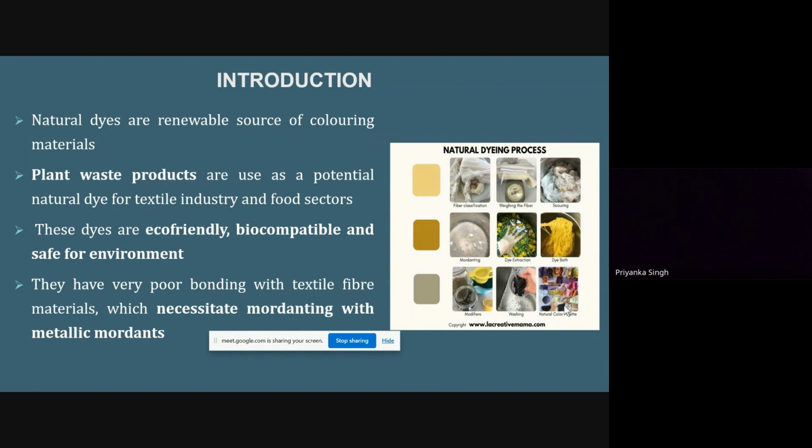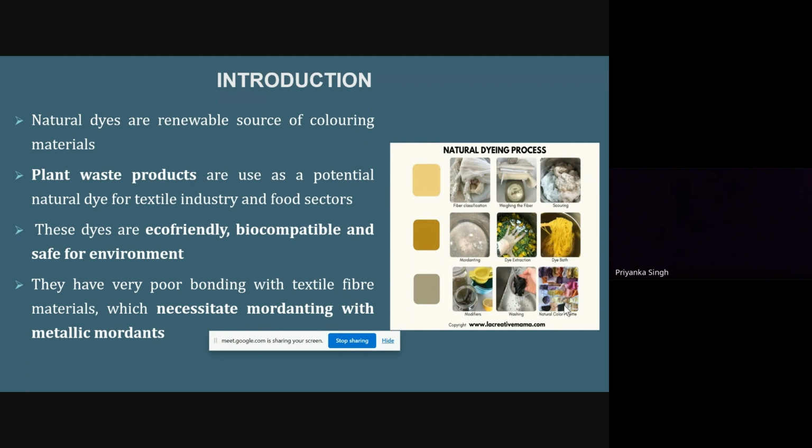But there is one specific limitation for this dye: this natural dye has a very poor bonding with the textile fiber material. So we need to add a specific mordanting agent, as a metallic mordant or some of the specific biomordant also we have used in this study, so that the binding of this dye with the specific textile fiber will be very good.